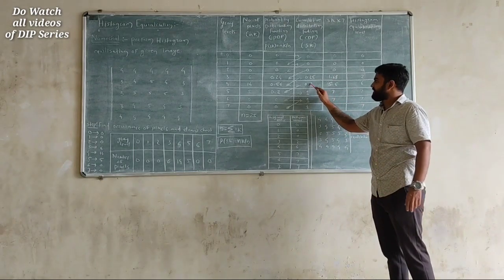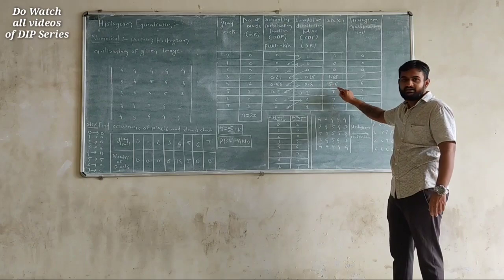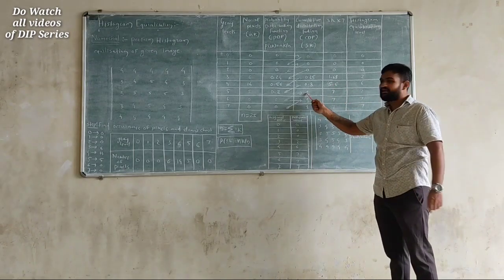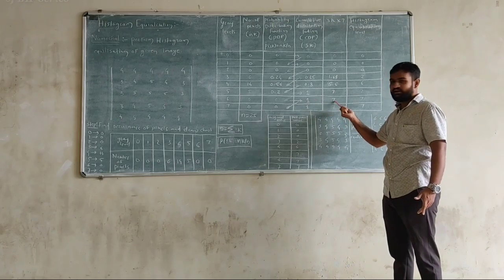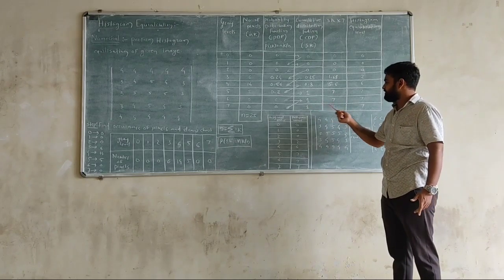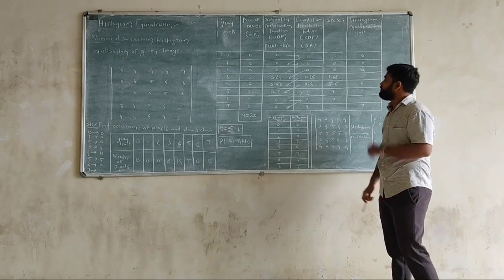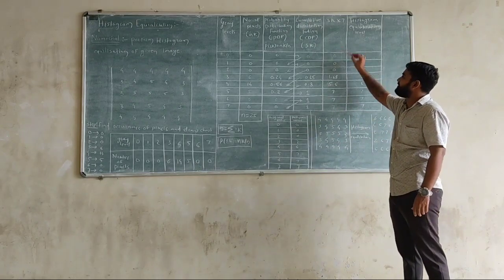Next, 0.8 into 7, that is 5.6. 7 into 1 is going to be a 7. 7 into 1, that is 1. Here also 7 into 1, that is nothing but a 1. Now we have created the value of SK into 7.